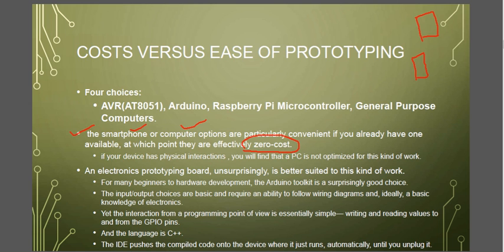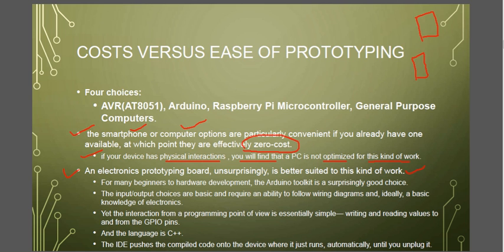the prototype. If your device has a physical interaction, you will find that a PC is not optimized for this kind of work. Meaning if there are some physical interactions in the device, okay, at that time the PC is not optimized for that kind of work, so you need another solution for that. Next point, an electronic prototyping board is substantially better suited to this kind of work.